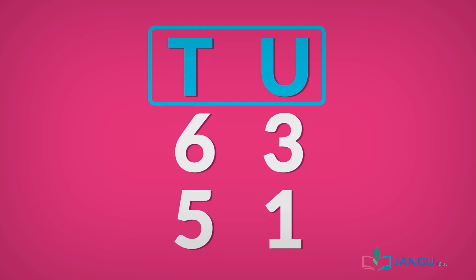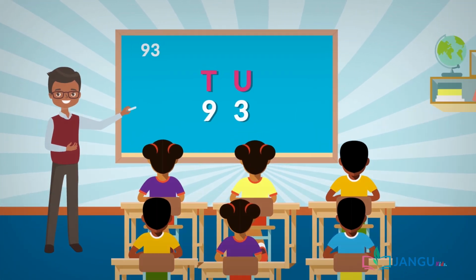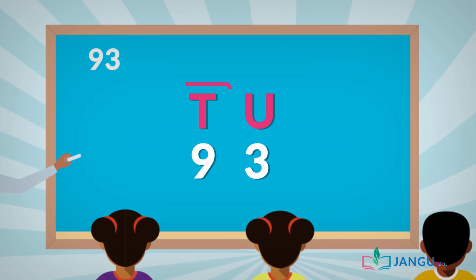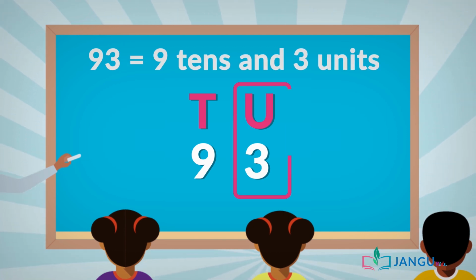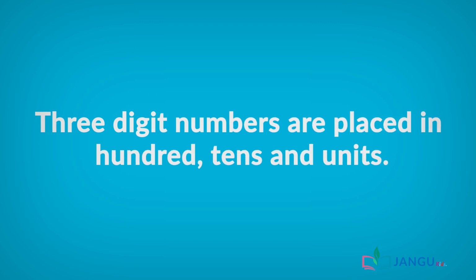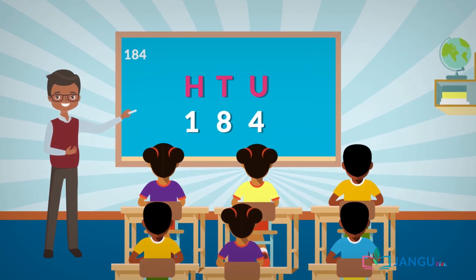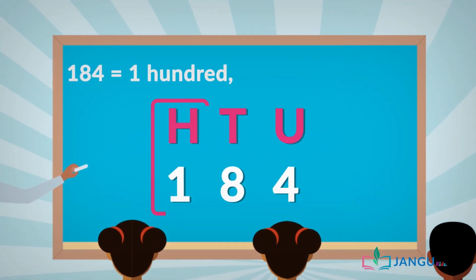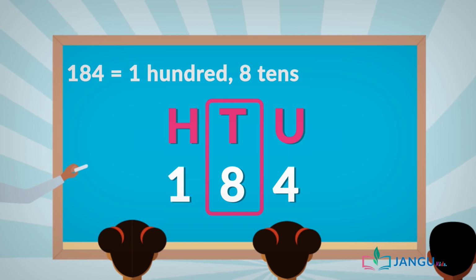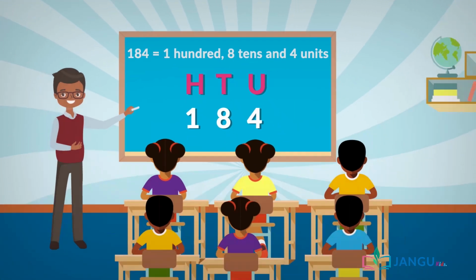2-digit numbers are placed in tens and units. For example, the number 93 has 9 tens and 3 units. 3-digit numbers are placed in hundred, tens, and units. Therefore, the number 184 is 1 hundred, 8 tens, and 4 units. Let's subtract these numbers vertically.